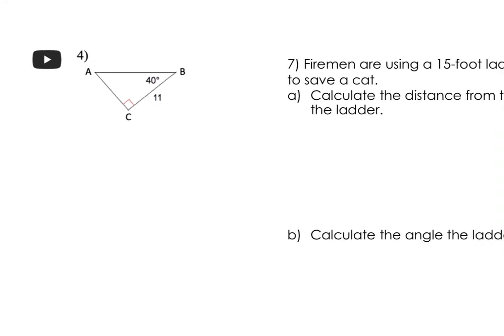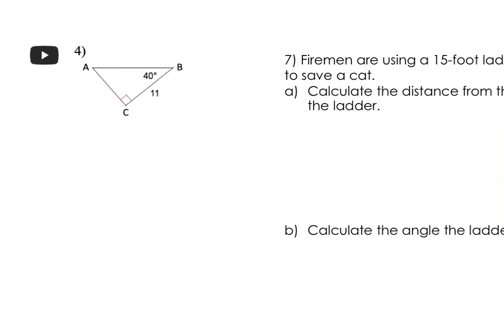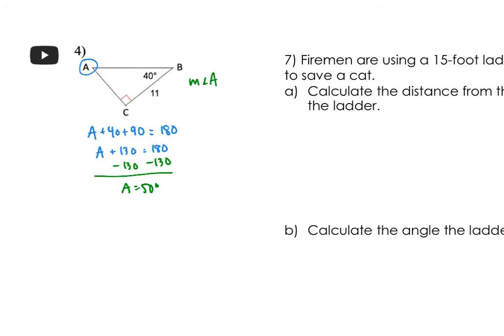All right, let's look at number 4. So number 4, we have an angle and a side. I'm going to first solve for the measure of angle A. So it's going to be A plus 40 plus 90 equals 180. So A plus 130 equals 180. Subtract 130 from both sides. So the measure of angle A is 50 degrees.